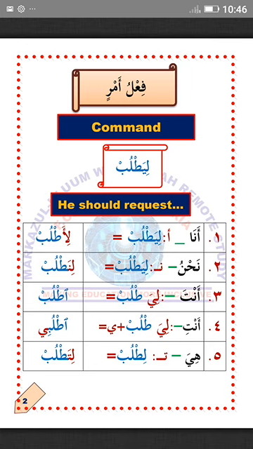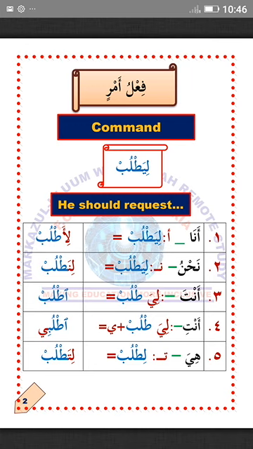Liyatulub simply means he should request. He in Arabic is huwa, which is the opposite of hiya, she. So how do we change the verb liyatulub to suit the following pronouns? Wahid, number one. Ana, I. So how do we change the verb liyatulub to suit ana? All you need to do is to detach ya'un and attach alifun. So the verb liyatulub will now become li'atulub, which means I should request.